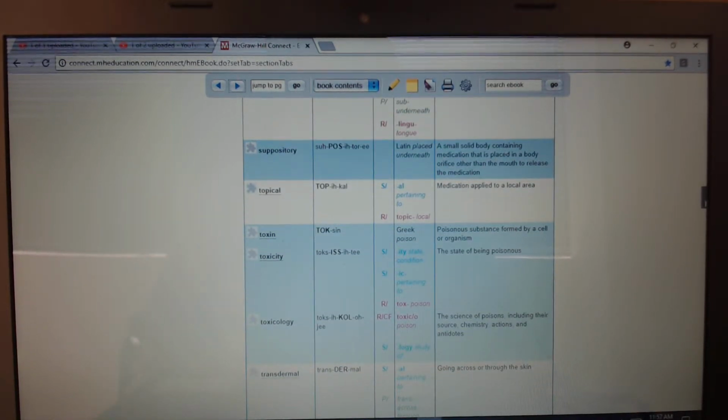Suppository, Latin, placed underneath, a small solid body containing medication that's placed in a body orifice other than the mouth to release the medication. Topical means medication applied to a local area. Topic means local.